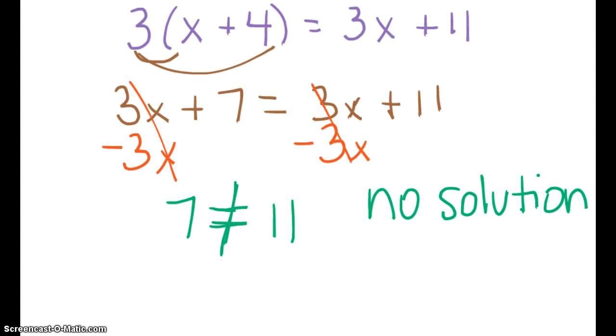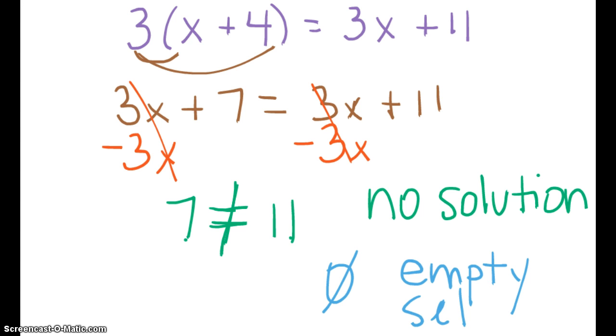This is an example of an equation that has no solution because we end up with an untrue statement at the end. Sometimes you will see the answer written like this, which means empty set. There is no set of numbers that you can substitute in for x that will give you a true statement. So there is no solution for x.